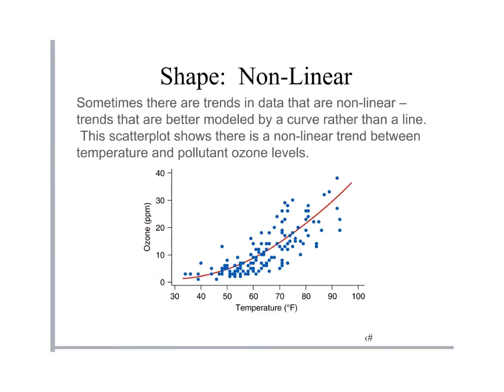Now looking at this graph, it's talking about, does the ozone depend on the temperature? Not to say that there is no association here, but it's not linear. If it was linear, it would follow more of this pattern, but because it stays constant and then all of a sudden it's changing, it's creating a non-linear graph.